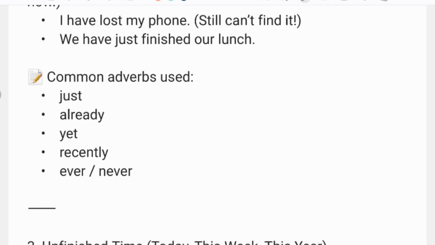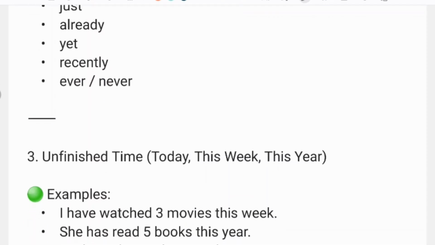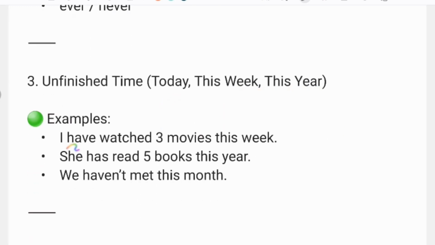Okay, keep this thing in your mind. You can also use it while you are formulating your sentences, right? Then the third most important rule is unfinished time: today, this week, and this year. For example, I have watched 3 movies. When you say I have watched 3 movies and put a full stop here, this is going to be an incomplete sentence.